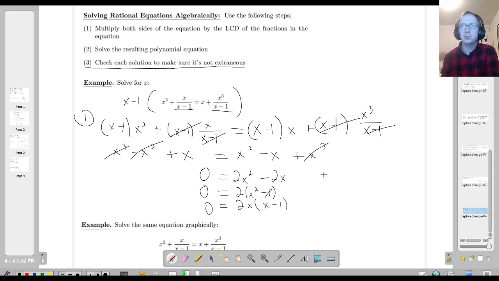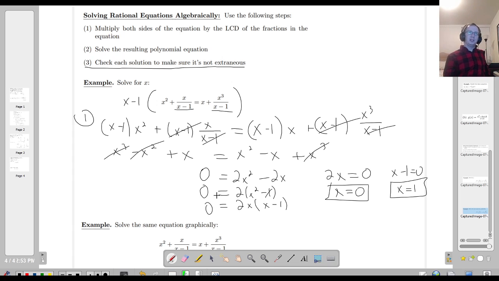So I've got two factors. Let's set each one equal to 0 and solve. I've got x equals 0. I've got x equals 1. So those are my two solutions, x equals 0 and x equals 1. But let's double check, make sure they're not extraneous. So go all the way back to the original problem and plug those in. Let's start with x equals 0. That would be 0 squared plus 0 over negative 1 equals 0 plus 0 cubed over negative 1. So 0 equals 0.